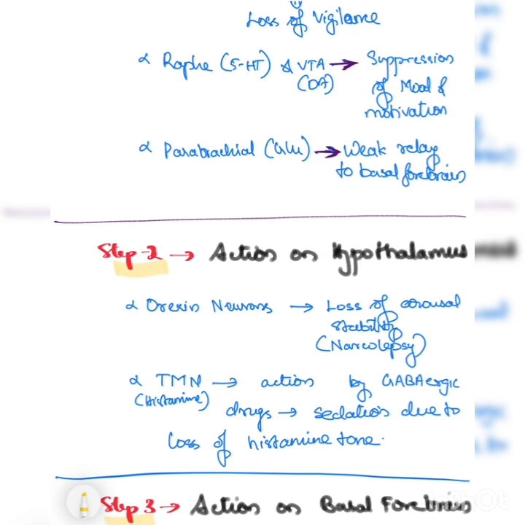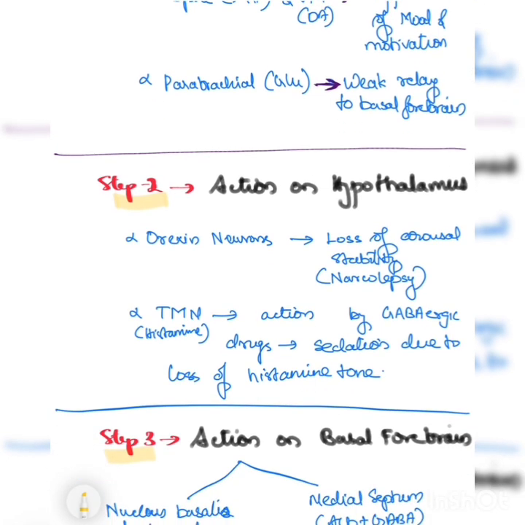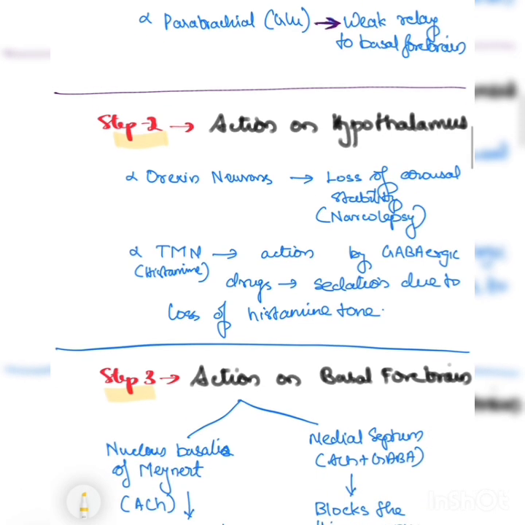Yes, step 2 is action of anesthetics on the hypothalamus. We have already seen it has 2 nuclei, that is the orexin neurons and the tuberomammillary nucleus. In case of orexin neurons, the action by anesthetic drugs can lead to loss of arousal stability. It can mimic a condition like narcolepsy.